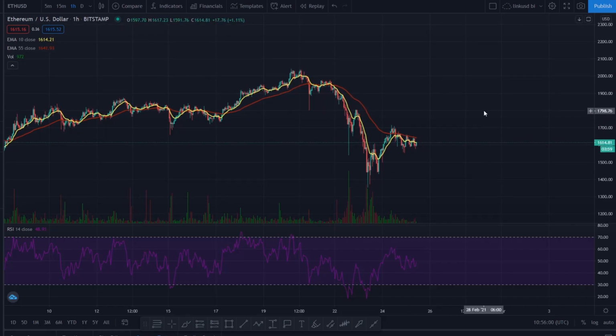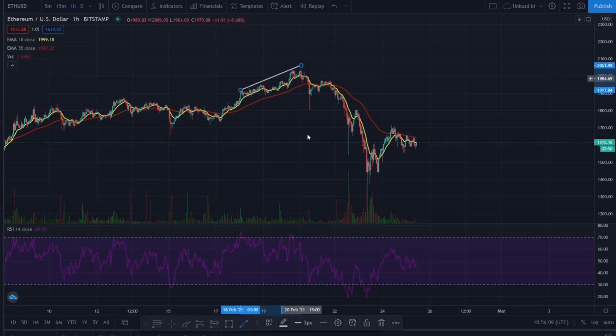But again, as you can see, just there, we painted a lower high and then a higher high on the hourly time frame. But on the RSI, we painted a higher high and then a lower high. So that is bearish. And look what happened, guys. Literally, after that bearish divergence was painted on the hourly time frame, on the RSI.